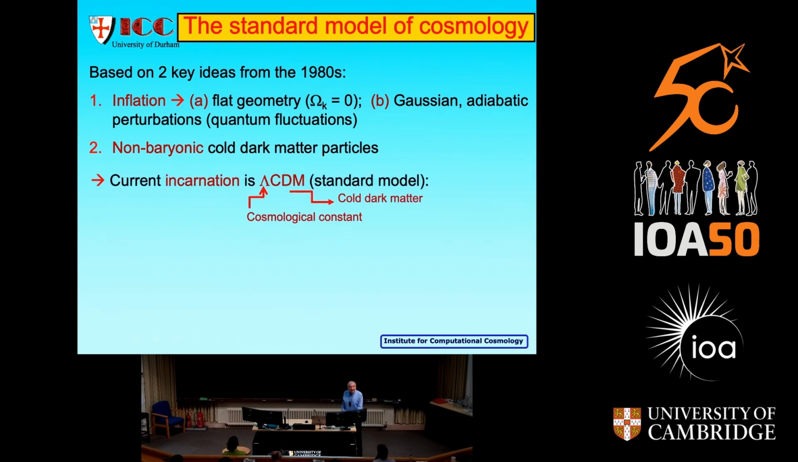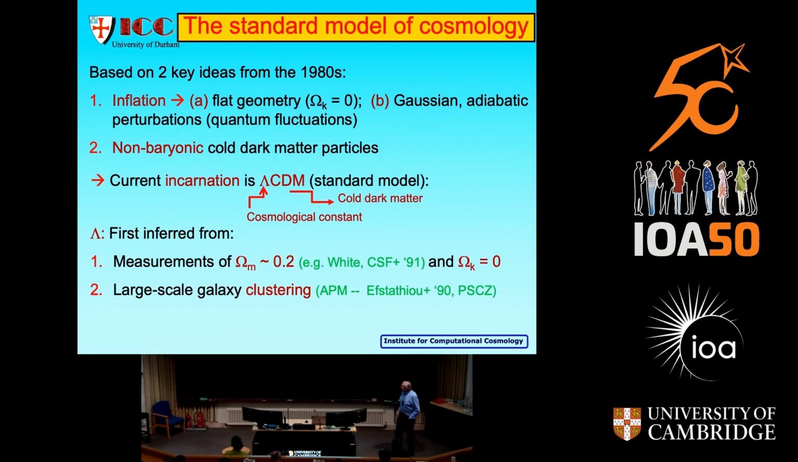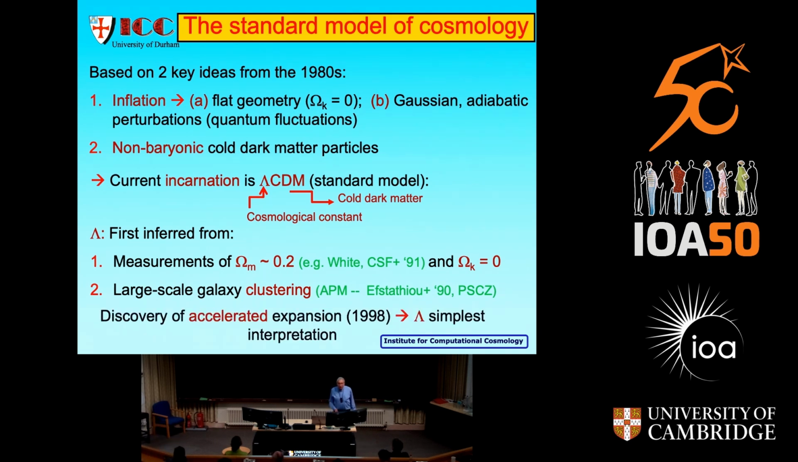Now, the current incarnation of this model is Lambda CDM. And where does Lambda come from? Well, it was first inferred in the 1990s when many people realized that the universe did not have critical density in mass. And the inflationary imperative of zero curvature then immediately led to the idea that maybe there was a Lambda. The first direct evidence came from the large-scale clustering studies with the APM machine of George Efstathiou and collaborators. But it became widely accepted when the accelerated expansion of the universe was discovered in 1998, for which the simplest explanation is Lambda.